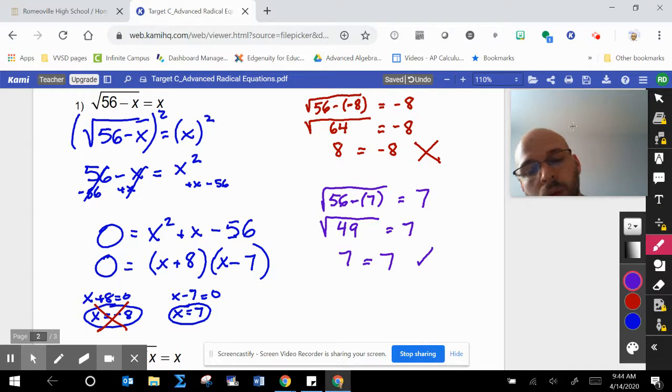So I know the only real solution to this problem is 7 because when I check it, when I plug it in, it does satisfy both the left and right-hand side of my equation. It makes them equal.